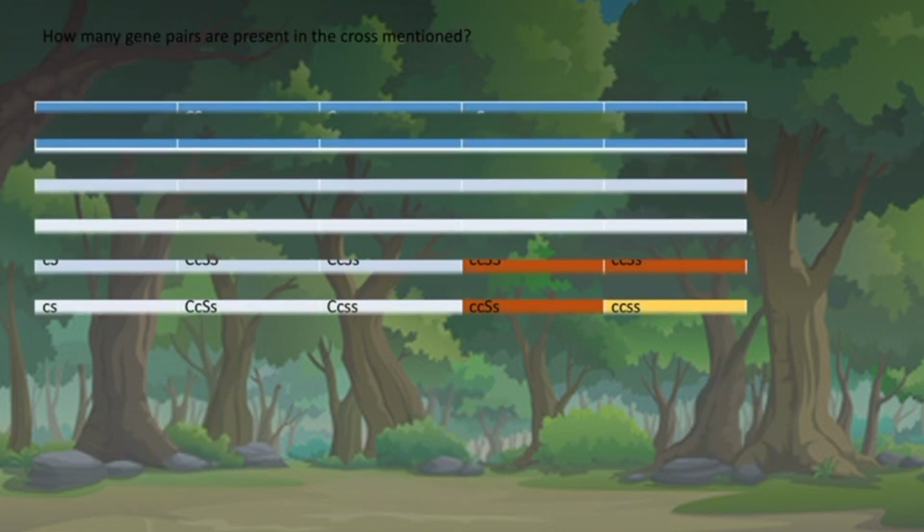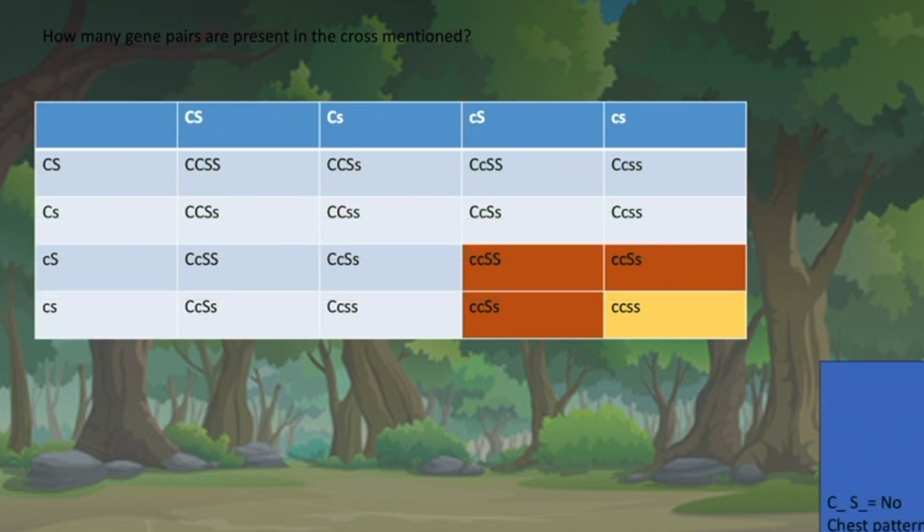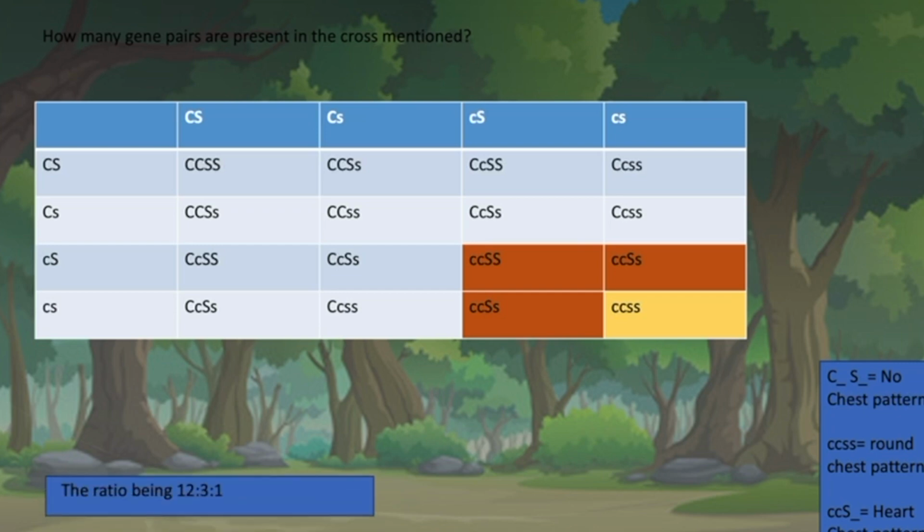Now here is a cross table showing the different alleles for the two heterozygous pairs, with big C having no chest pattern, small c, small s having a round chest pattern, and small c, big S having heart chest patterns. And this all forms a 12:3:1 ratio. From all this information, we can tell that it has 2 gene pairs.